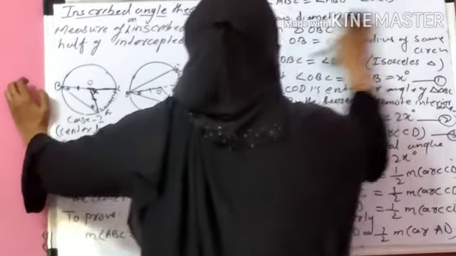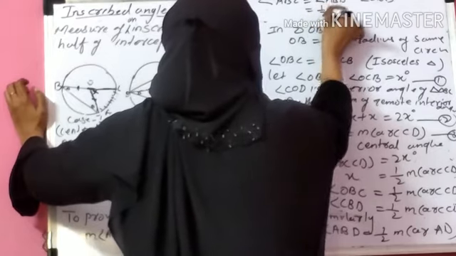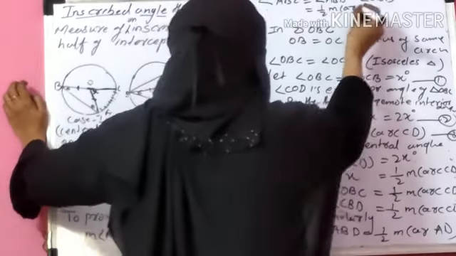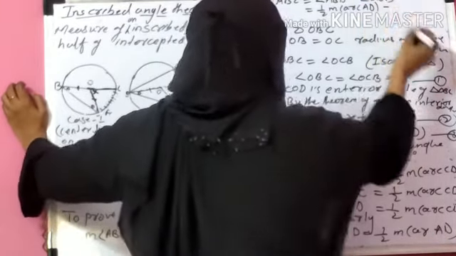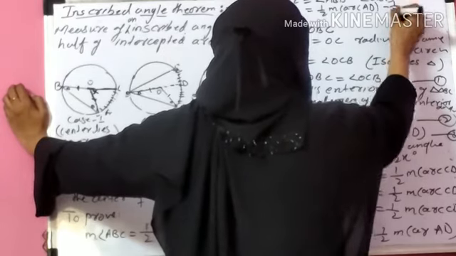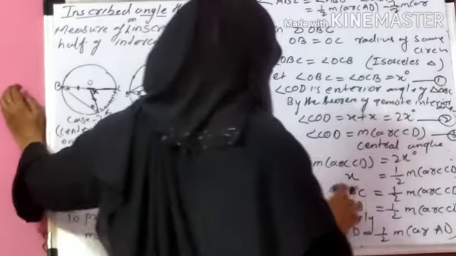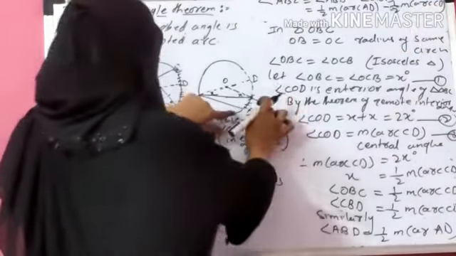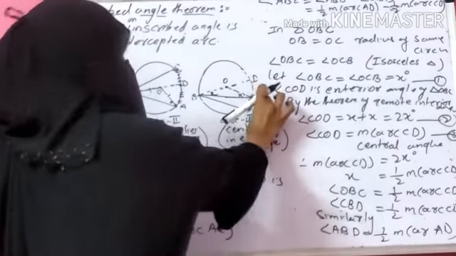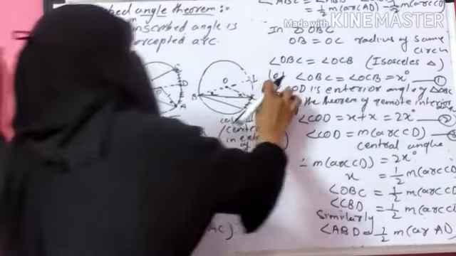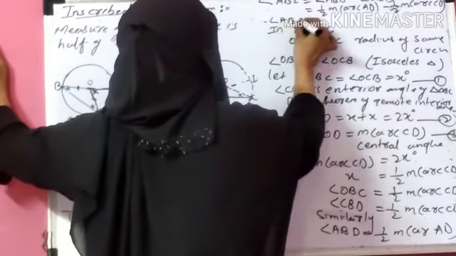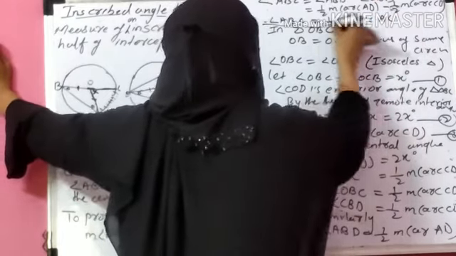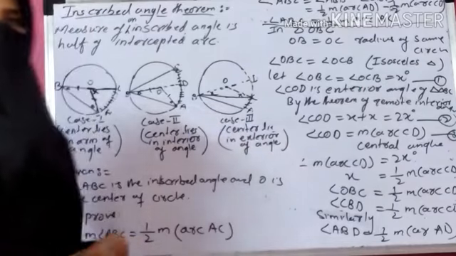So angle ABD is half of the measure of arc AD, minus CBD, which is half of the measure of arc CD. So AD minus CD you get AC. So angle ABC is equal to half of the measure of arc AC. This is your inscribed angle theorem.